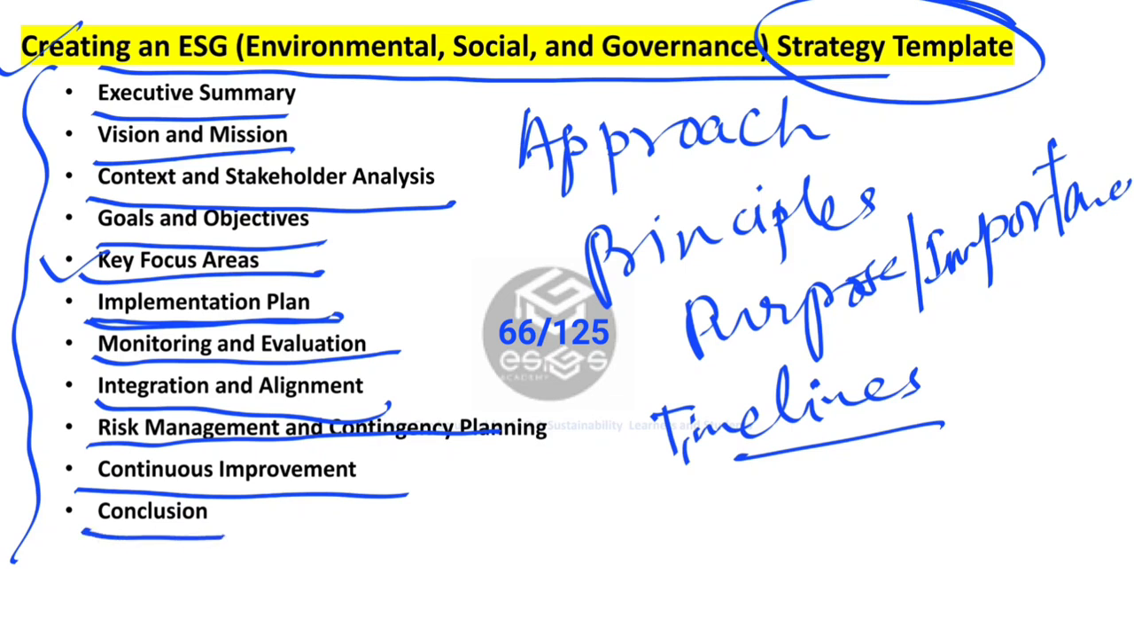In the conclusion, we need to summarize the organizational commitment to ESG principles and its vision for sustainable growth and responsible corporate citizenship. Also, we can customize this template by replacing the placeholders with the specific details related to the organization's industry, goals and practices. Also, ensure alignment with international standards like GRI, TCFD, and SDGs as applicable.